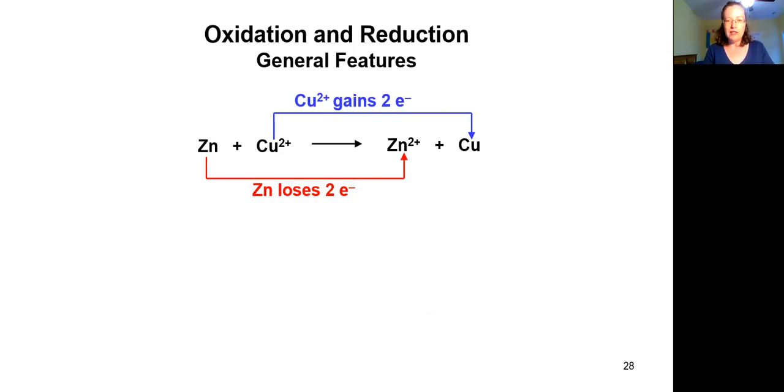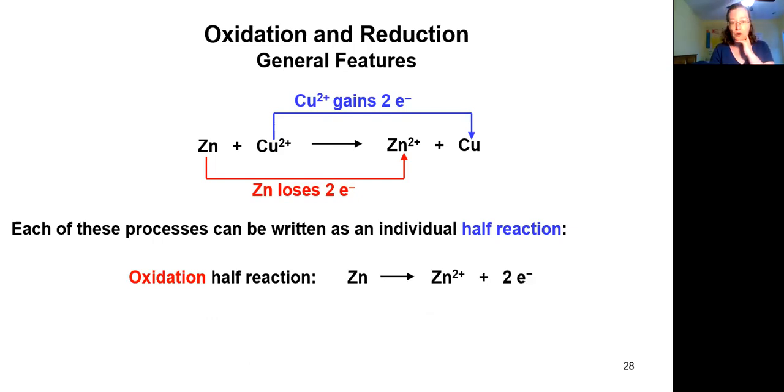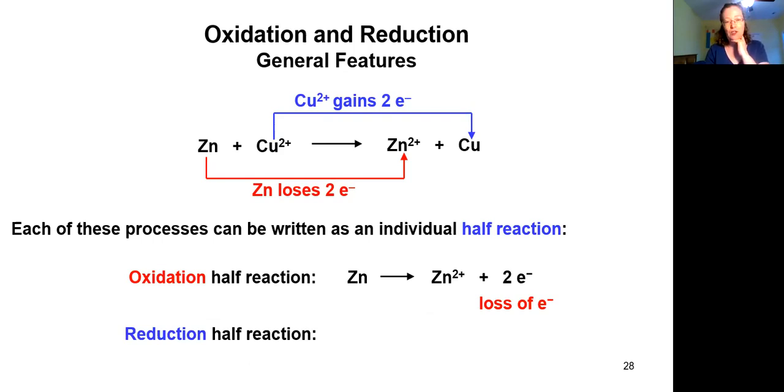So let's see, what else did I want to say? So we can write these processes as individual half reactions. The oxidation half reaction will be where the zinc forms the zinc ion and 2 electrons. The 2 electrons that were lost end up as a product. They got kicked out. Then for the reduction half reaction, the copper 2+ ion gained or added 2 electrons.